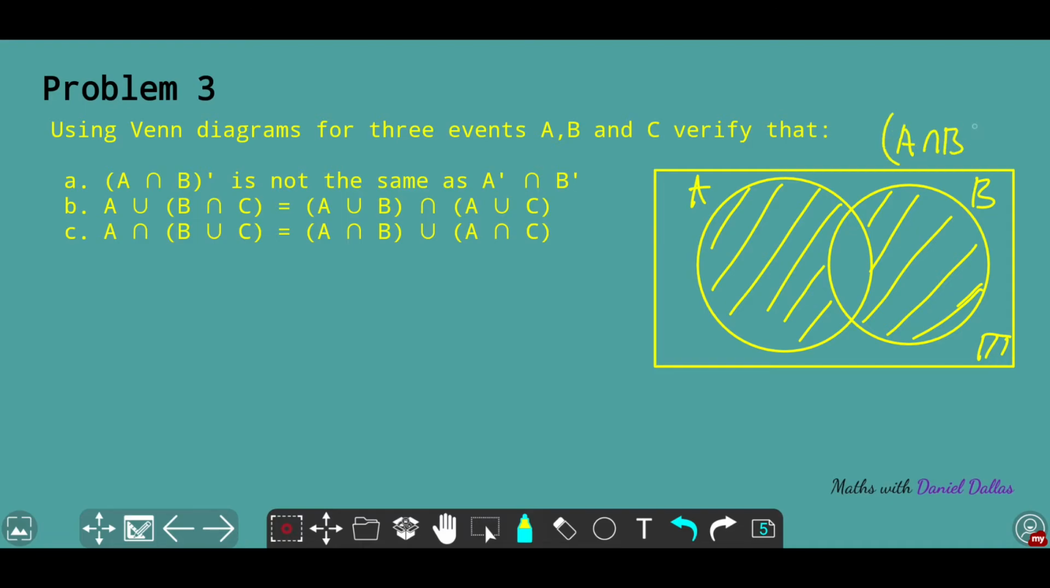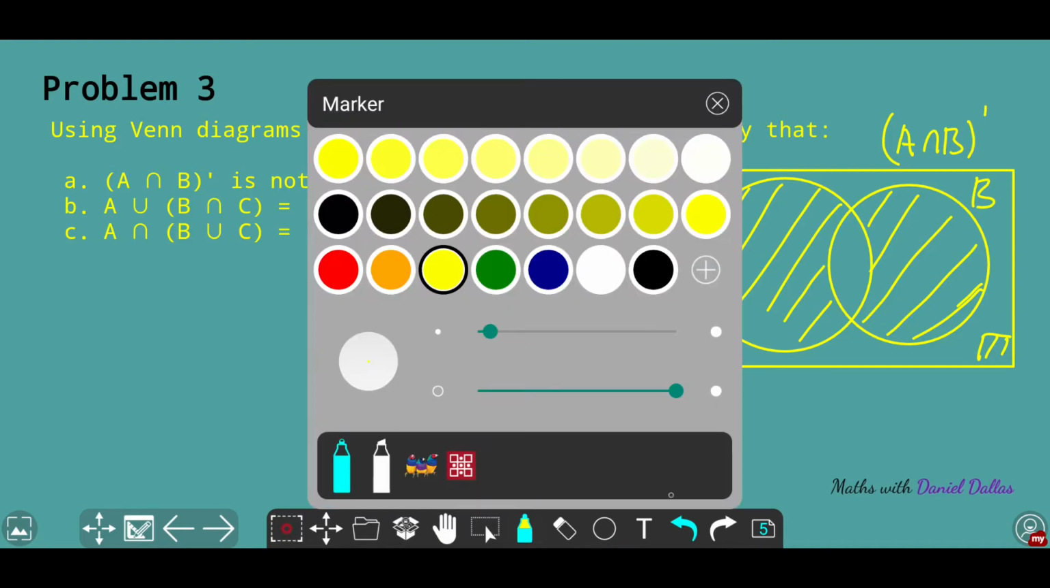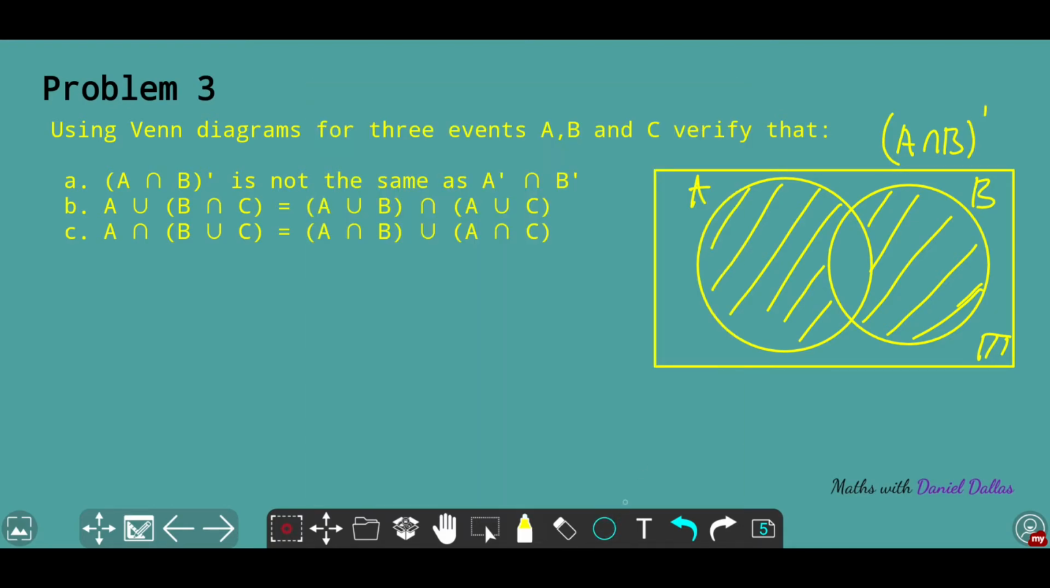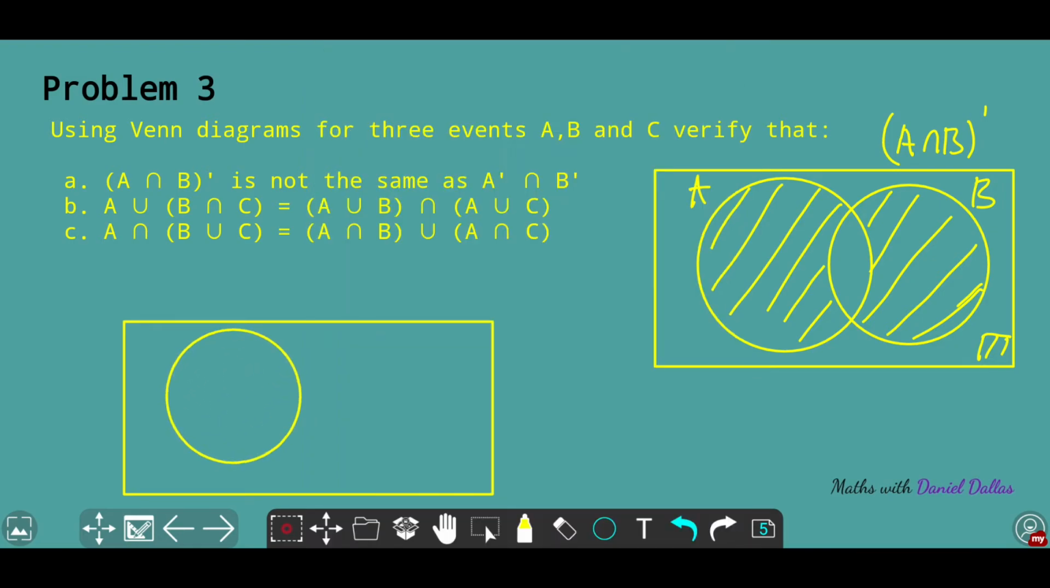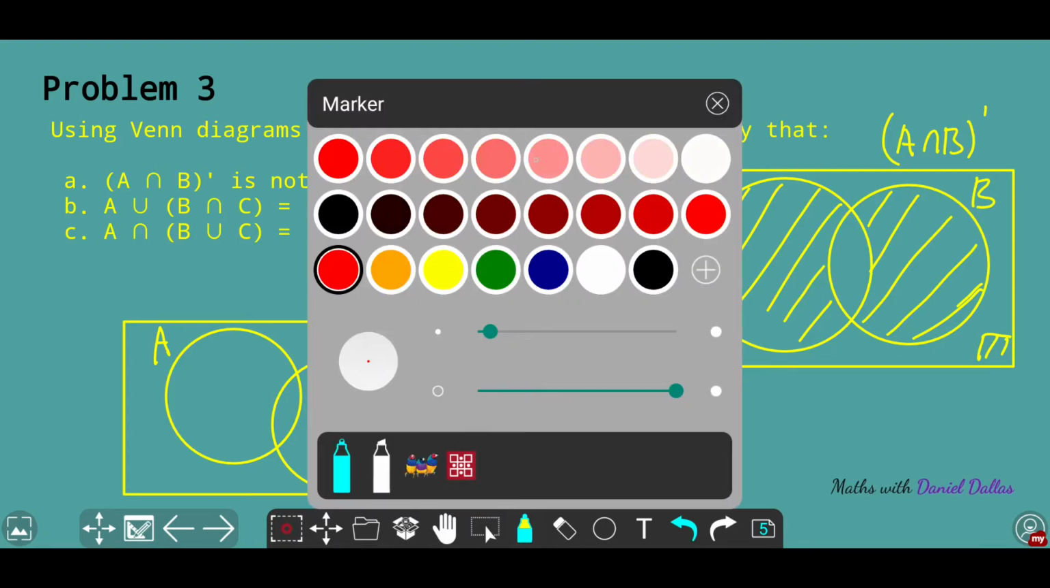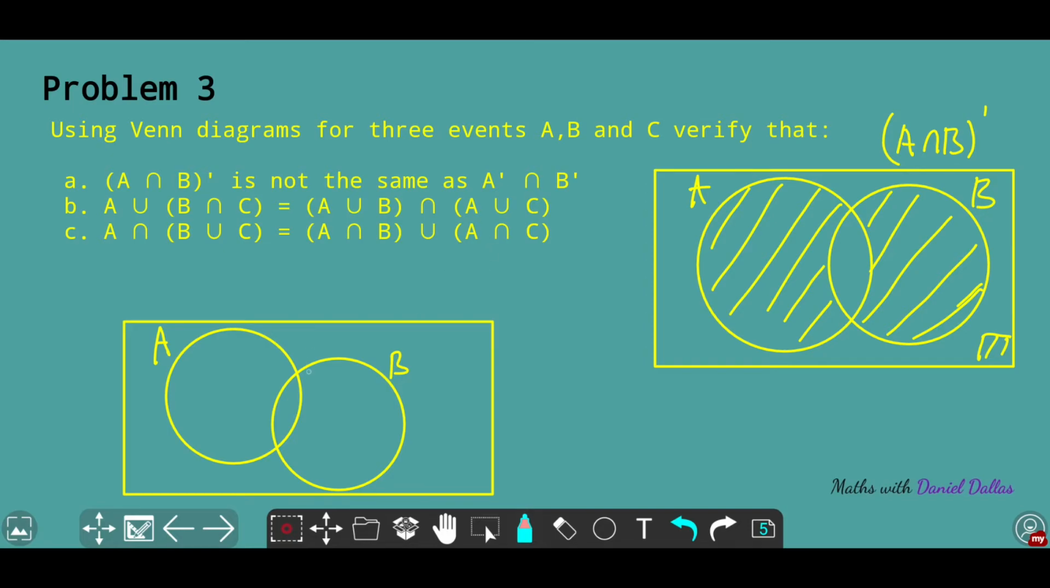I'm going to use the next diagram, similar to that, with two circles inside. The first one and the second one: A, B. Now we're going to mark not A, so I'm going to use this type of shading. Not A is everything except for A itself. So it's the B part and also this small part outside.